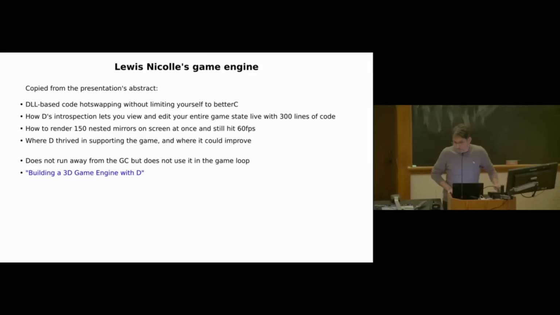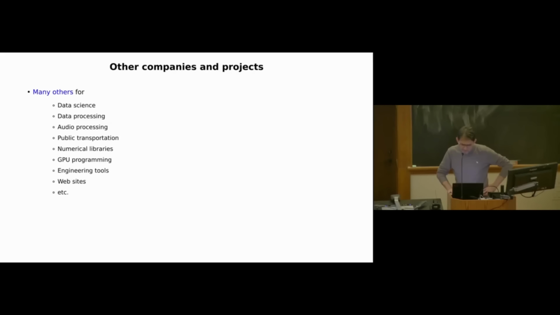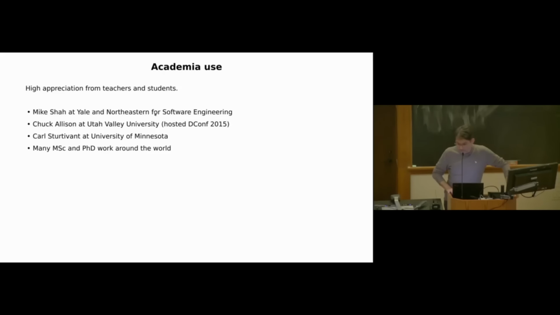And you can still avoid it if you don't allocate dynamically in your tight loop, game loop. And there are so many other companies and projects that use D. This is just a selection I found. If you click "many others," it takes you to the DConf, Dlang's website, and there's a list of companies actually using it. And it's used in academia, as you know, Mike Shah uses it, and other people use it.